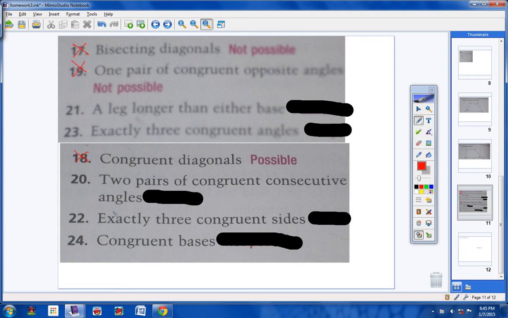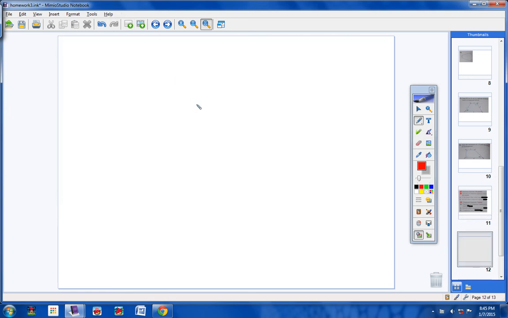Number 20, is it possible to draw a trapezoid that has two pairs of congruent consecutive angles? All right, well, it is possible to have two pairs of congruent consecutive angles. We call that an isosceles trapezoid.